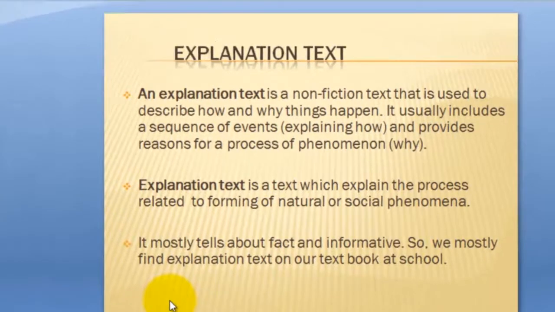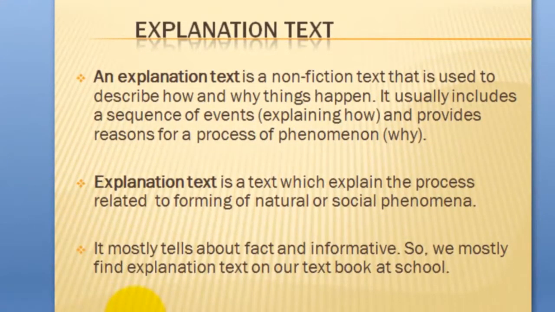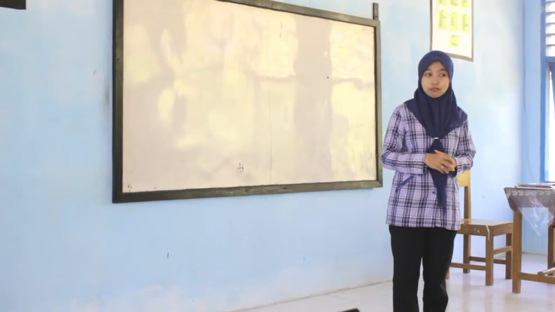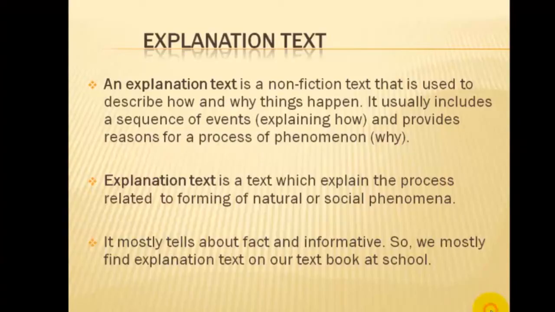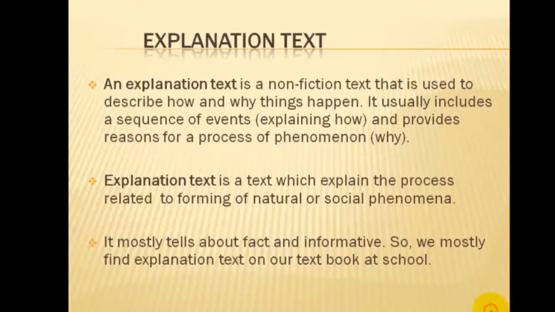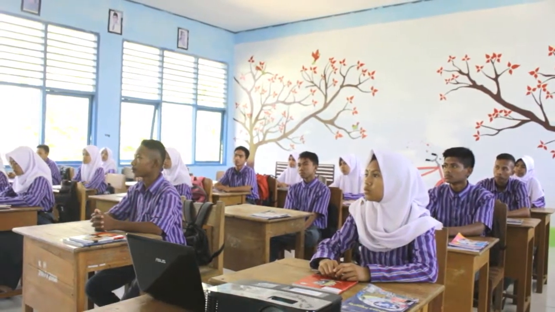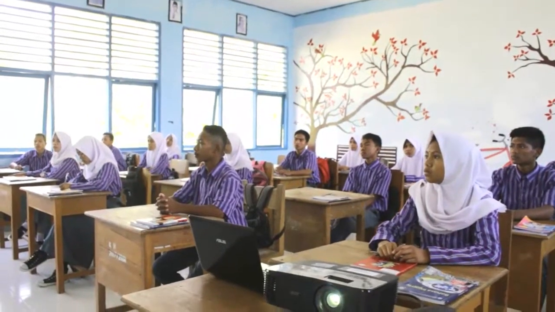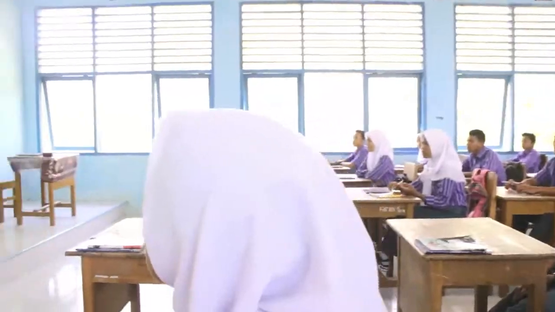An explanation text is a non-fiction text that is used to describe how and why things happen. It usually includes a sequence of events to explain how, and provides reasons for a process or phenomenon to explain why. Jadi anak-anak, dalam explanation text itu cirinya ada penjelasan di dalamnya mengapa fenomena itu bisa terjadi. Biasa juga dia menjelaskan mengapa fenomena itu sampai terjadi, misalnya teks tentang fenomena sosial.